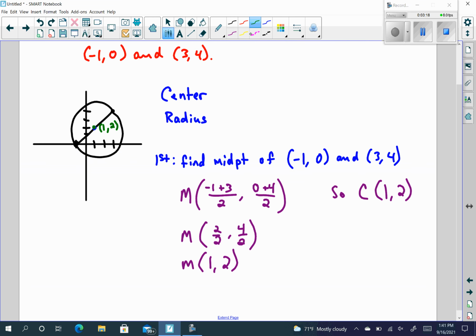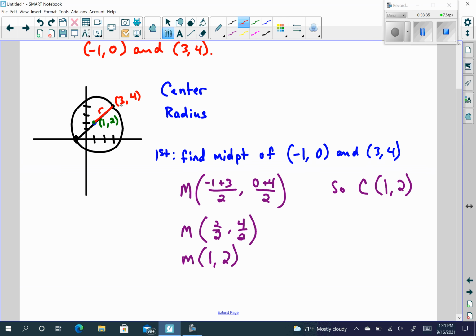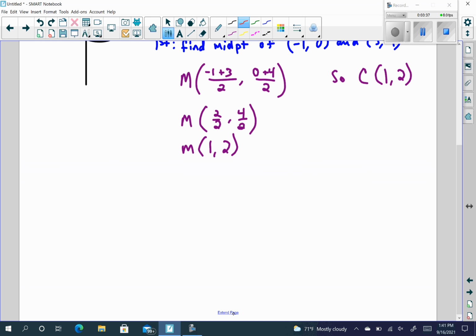So now to find the length of the radius, which would be right here, we need the distance. So we're going to use the distance formula. But I'm going to go from 1, 2 over here to 3, 4. You could go from -1, 0 to 1, 2, but we don't have to find the whole length of the diameter here. We just find the radius by going from the midpoint or the center to one of the endpoints here. So we're going to find the distance. And again, we're going from 1, 2 to 3, 4.